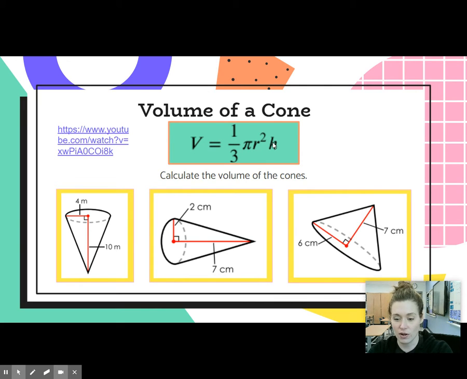Now I do want to show you a short video clip that explains the difference between the volume of a cylinder, like we were doing last time, and the volume of a cone, like we're going to look at today.